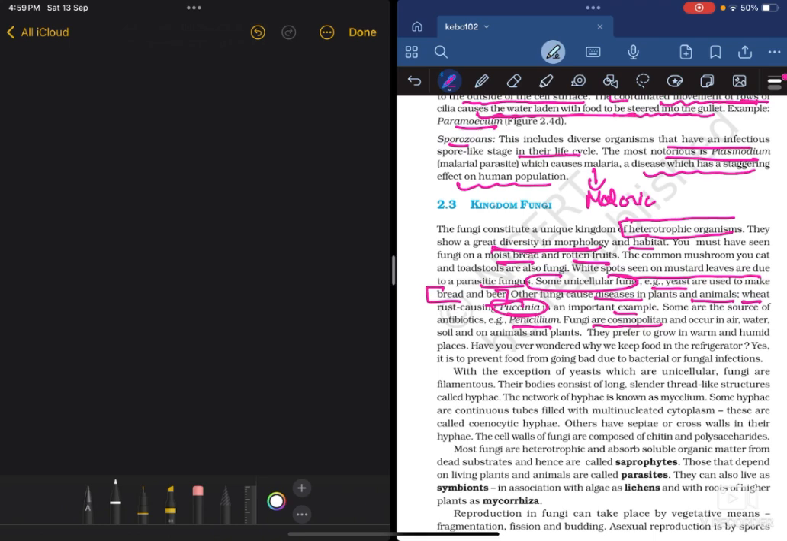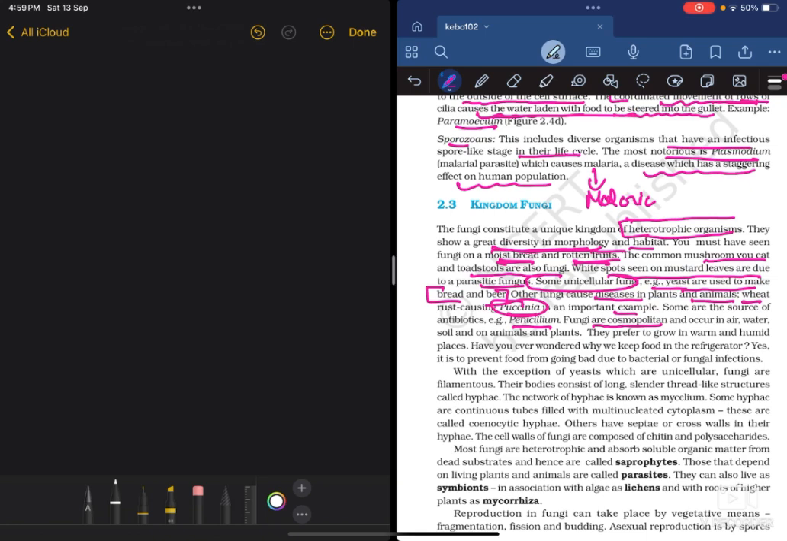As we know, in kingdom fungi the majority of organisms are heterotrophic. They show a great diversity in morphology and habitat. You must have seen many daily life examples of fungi, such as moist bread, rotten fruits, the mushrooms that you eat, and toadstools are also fungi. Some unicellular fungi such as yeast are used in the brewing industry to make bread and beer.